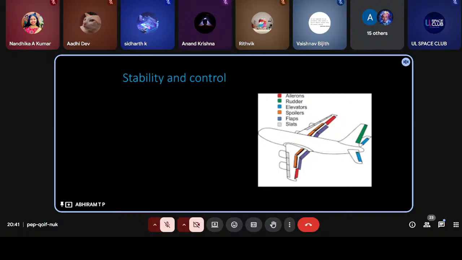Next are elevators. As the name indicates, they help us to raise or lower the nose cone, increasing or decreasing the altitude. This can be used in takeoff, ascending, descending, or landing. The next one is the spoiler. The name is itself a spoiler. They are placed on the top of the wings to slow down the aircraft. They will be fully deployed when we are landing, and this will keep the plane on the runway. That means it will prevent the bouncing of the aircraft after the impact.